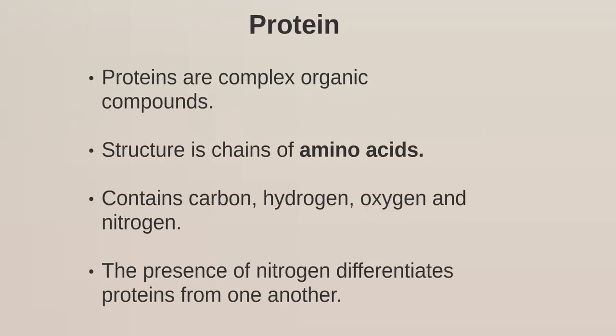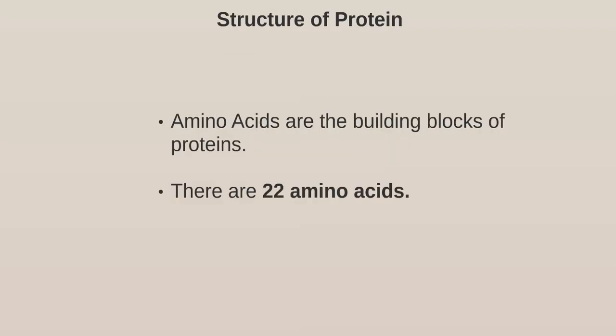So firstly, what is protein? It is a complex organic compound, which means it effectively comes from real living things, and its base is a chain of amino acids, as I'm sure you're familiar with the term. It contains carbon, hydrogen and oxygen, which is similar to carbs, but the differential you'll see between carbs and protein is the presence of nitrogen. And it's this presence of nitrogen that differentiates it not only from the other macronutrients, but also the different proteins from one another.